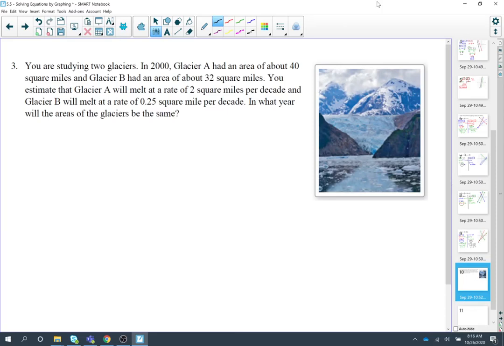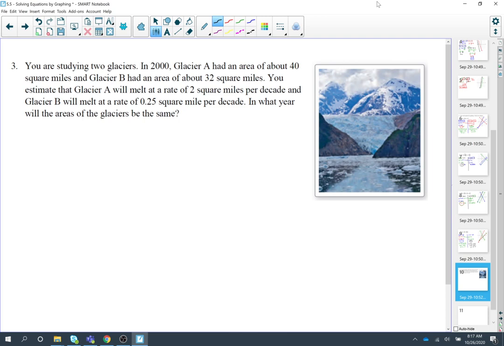Example 3. You are studying two glaciers. In 2000, Glacier A had an area of about 40 square miles and Glacier B had an area of about 32 square miles. You estimate Glacier A will melt at a rate of 2 square miles per decade, and Glacier B will melt at a rate of 0.25 square miles per decade. In what year will the areas of the glaciers be the same?